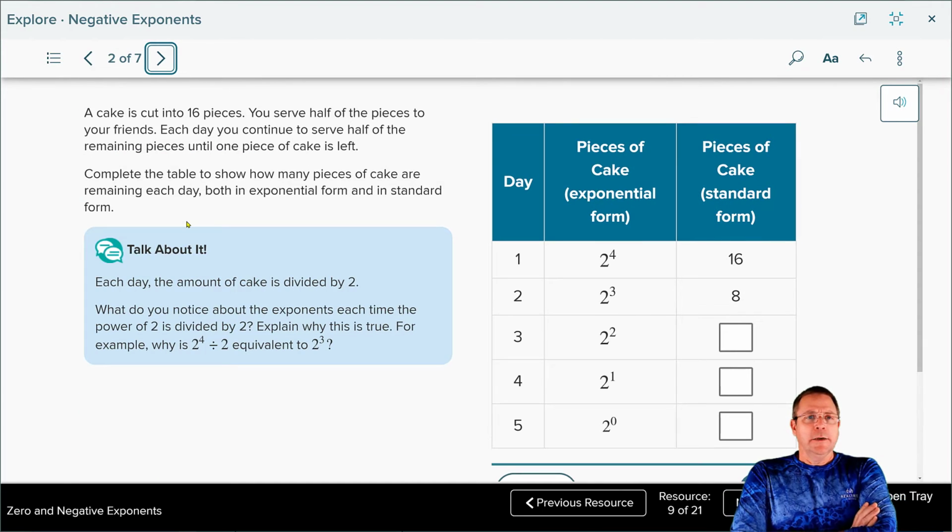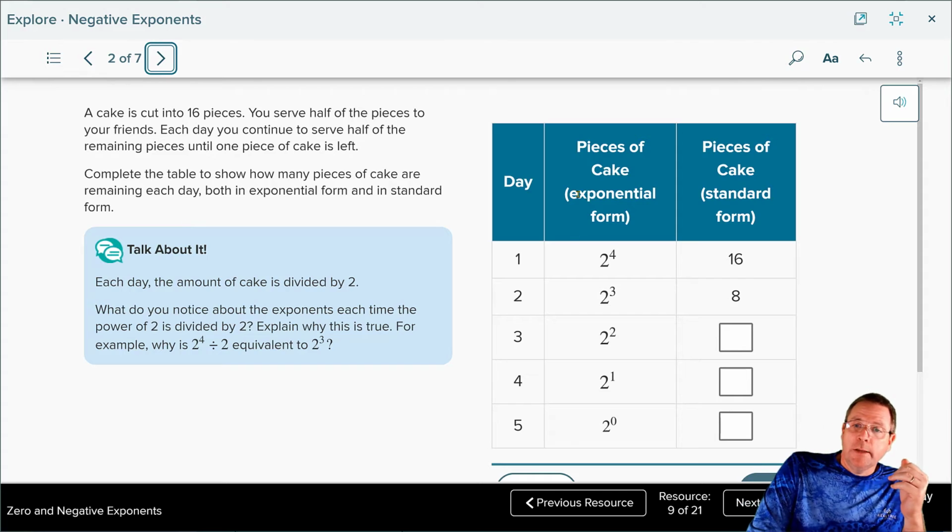A cake is cut into 16 pieces. You serve half of the pieces to your friends. Each day you continue to serve half of the remaining pieces until 1 piece of cake is left. Now we're going to complete the table to show how many pieces of cake remain each day, both in exponential form and in standard form.